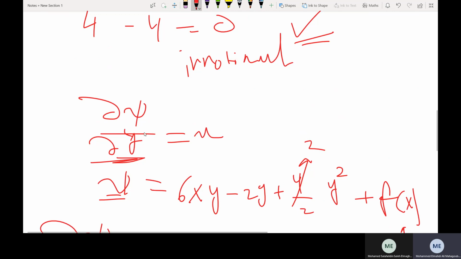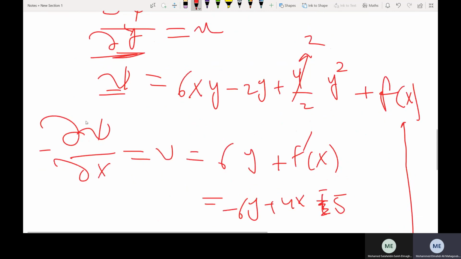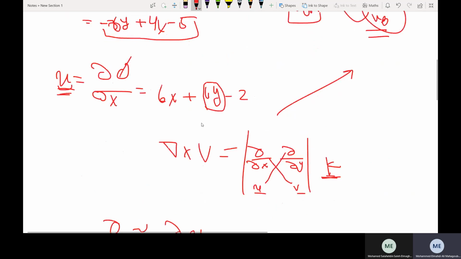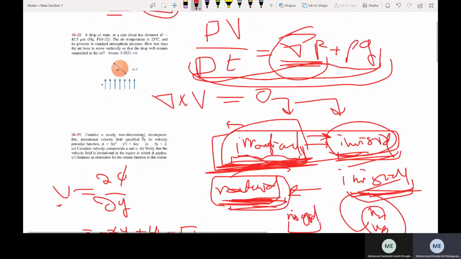Okay, you can also do it in the reversed way. At first, negative partial psi by partial x equal to v, calculate the psi plus a function of y, and then get the function of y later on. This is very easy, nothing else. You just need to know how to calculate the curl, or cross product. And after you know how to calculate the curl, everything is easy.